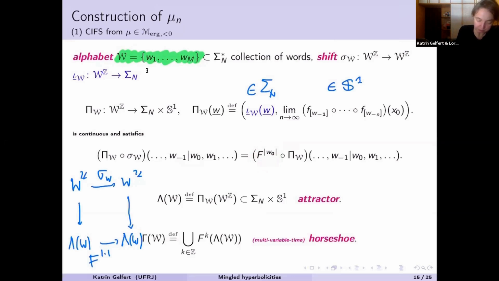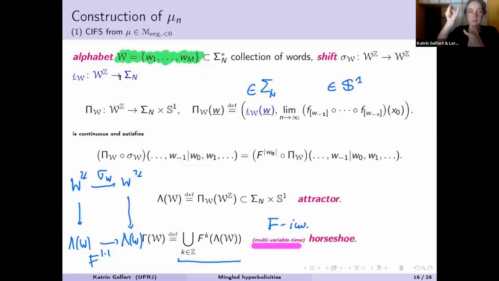And to get an F-invariant compact set, contracting in the fiber direction, you need to take also all these intermediate iterates and this defines what we call a multivariable time horseshoe. Okay, so this is a major difficulty in this construction, that those horseshoes are constructed over a blending interval. So you can take a blending interval, follow along some iterations by your fiber maps, and you eventually get back to this blending interval.